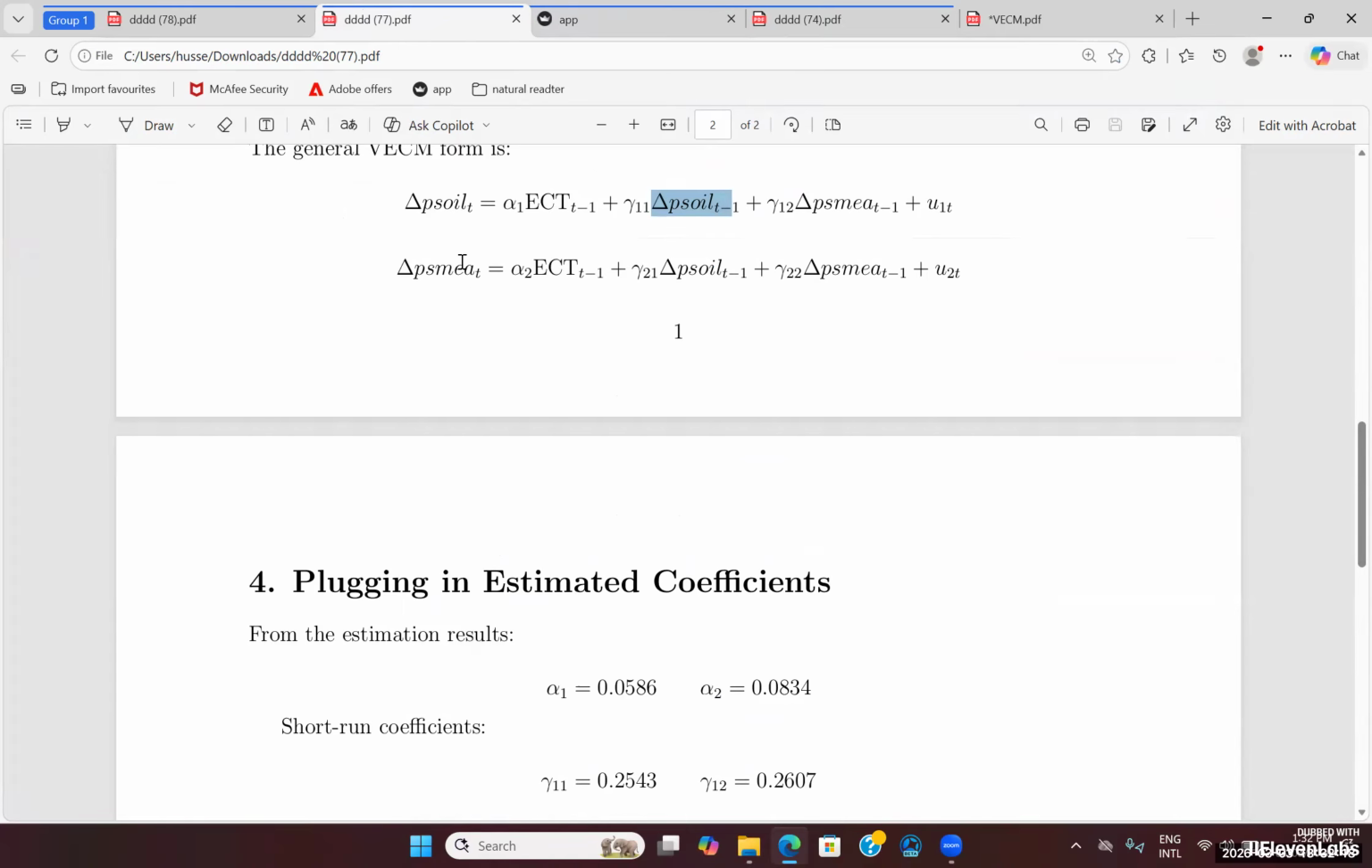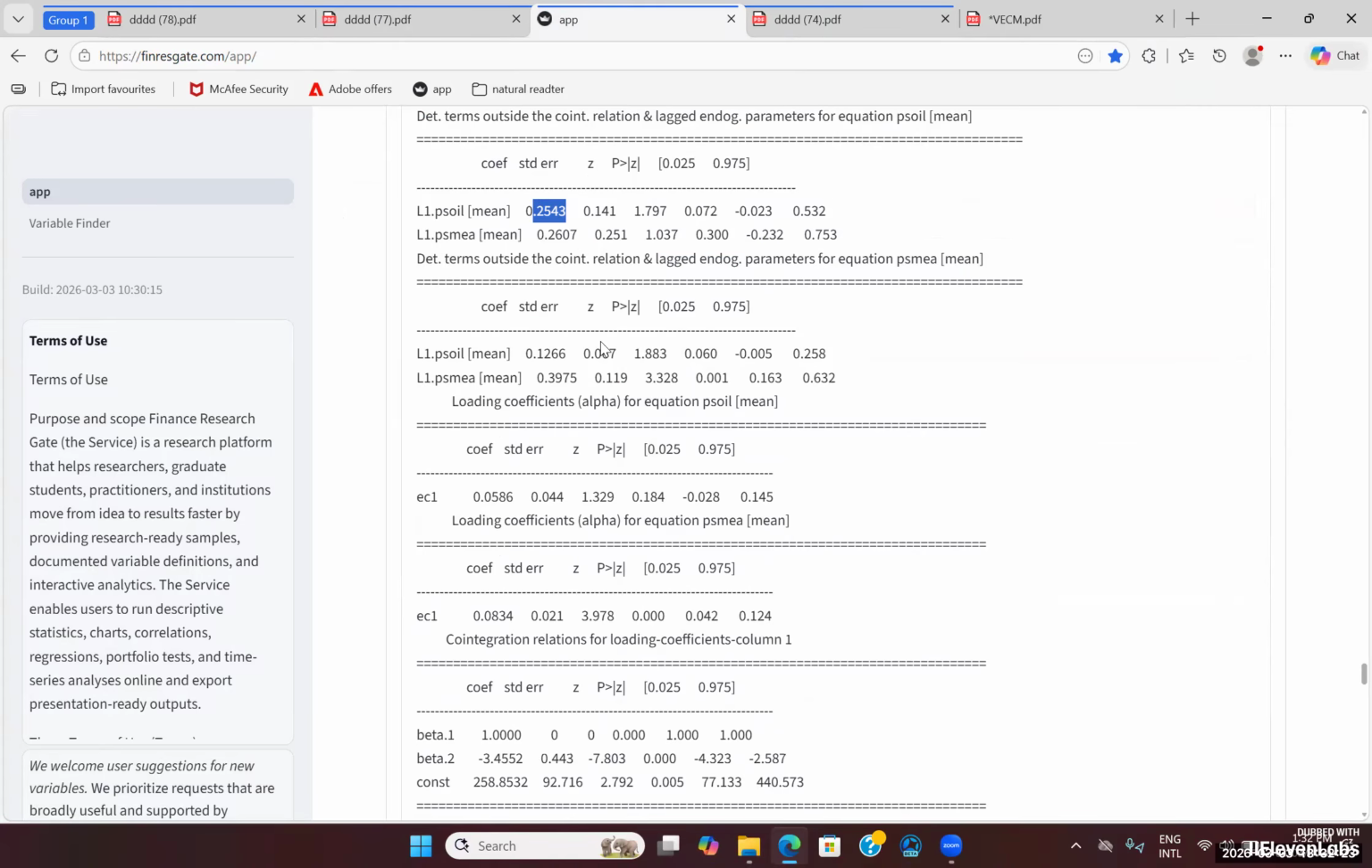However, when we consider the equation for soy meal, the delayed effect of the fluctuation in soy oil prices, the primary factor is significant at the 10% level, and its lagged value, specifically the change in soy meal, also exhibits a significant coefficient.